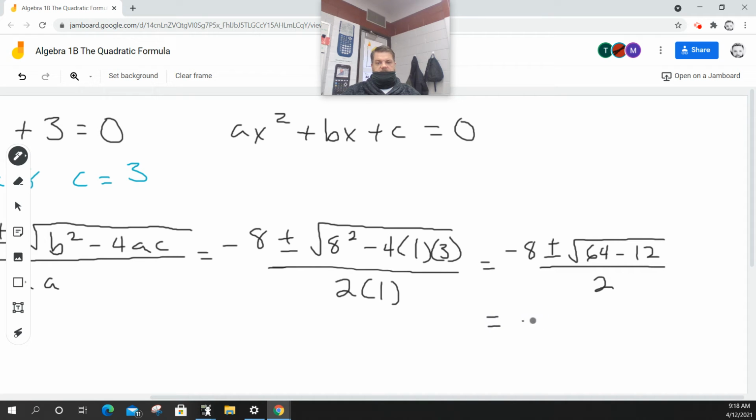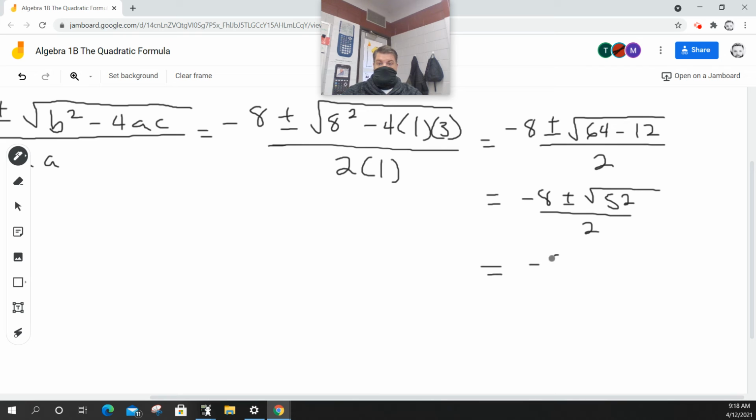Well, that would be negative 8 plus or minus the square root of, what is 64 minus 12? 52, all over 2. Now 52 is the same as 4 times 13.